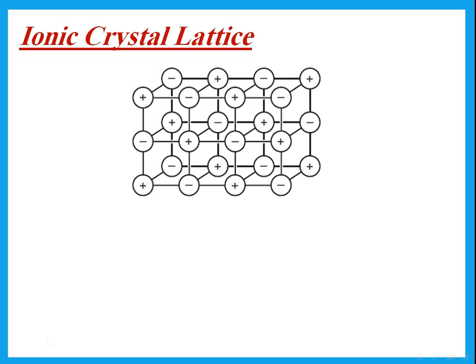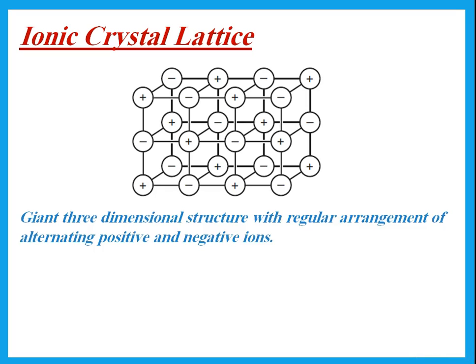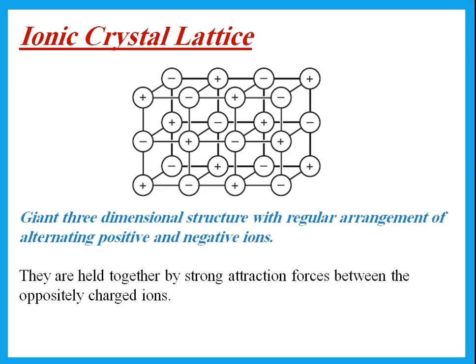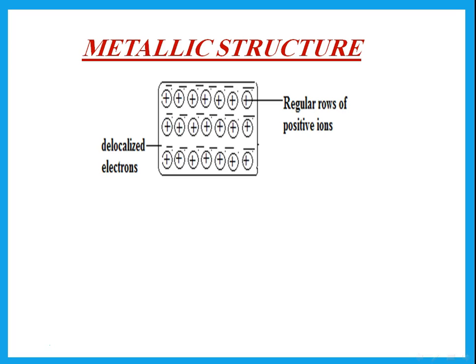So let's talk about each of these. The ionic crystal, we already talked about it. We said it is in the form of a crystal lattice. This crystal lattice is a giant three-dimensional structure with a regular arrangement of alternating positive and negative ions. And we said it usually has high melting point because it is held by strong attraction forces between the oppositely charged ions. So the fact that we have many positive and negative ions means I have strong electrostatic attraction forces between them, and this needs a lot of energy to be broken.